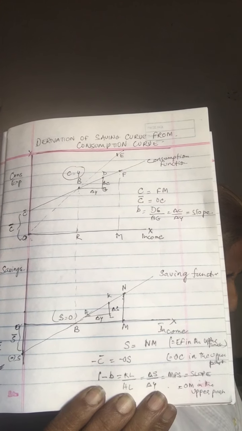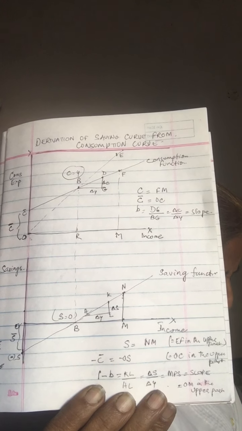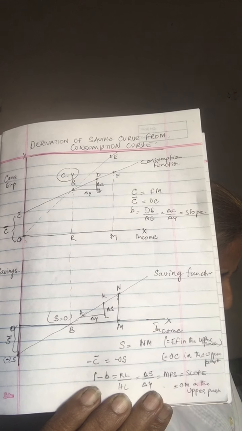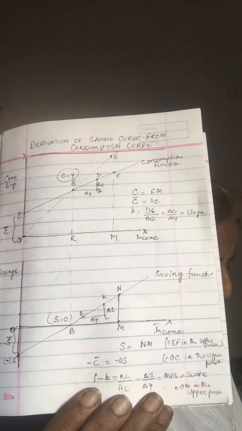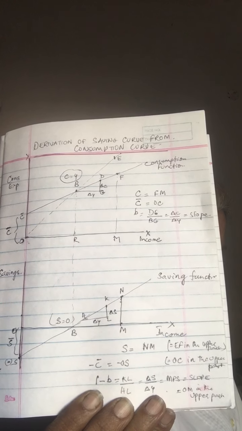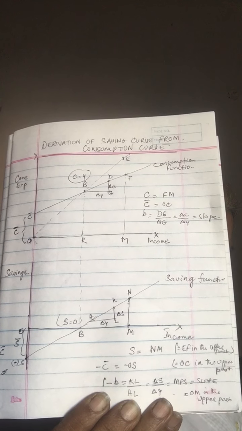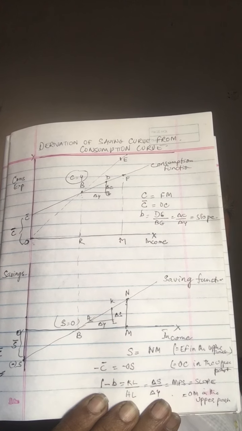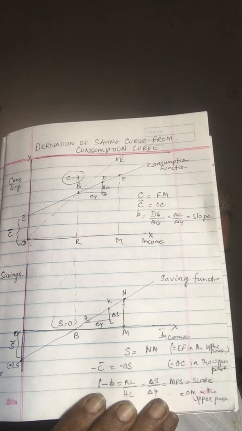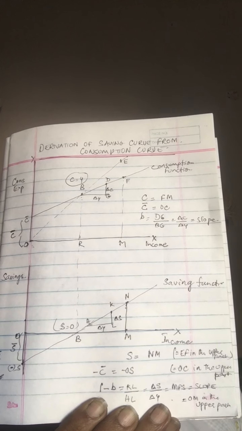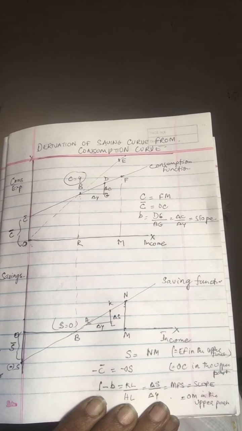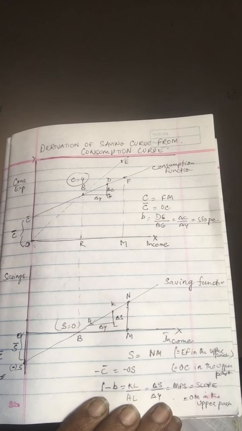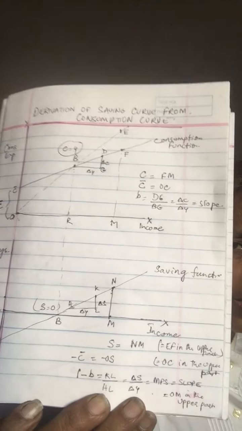So if we have this consumption expenditure equation, that is C is equal to C dash plus bY, we can find out the saving equation by deducting both sides of the equation from income. That is Y minus C is equal to Y minus (C dash plus bY), and saving is equal to Y minus C dash minus bY. So saving S is equal to minus C dash plus (1 minus b)Y. In the consumption expenditure equation, b is MPC, therefore 1 minus b in the saving equation is MPS. So we can also express the saving equation as S is equal to minus C dash plus MPS times Y.